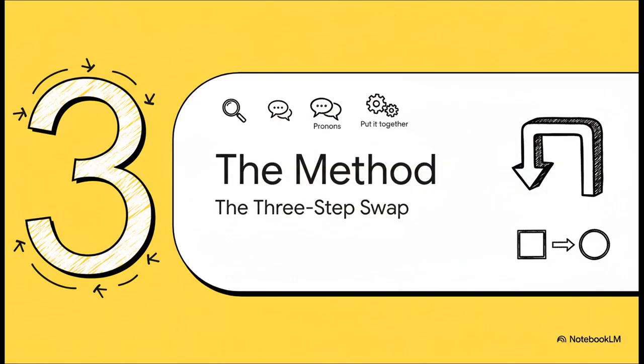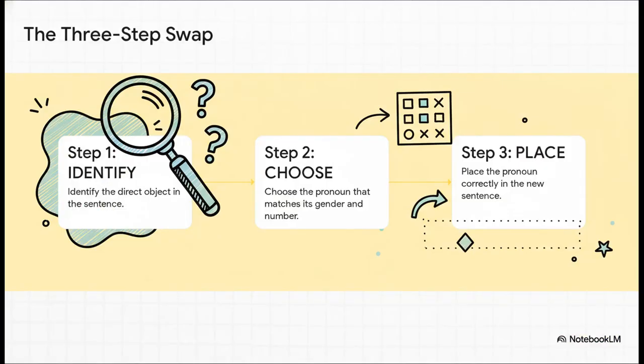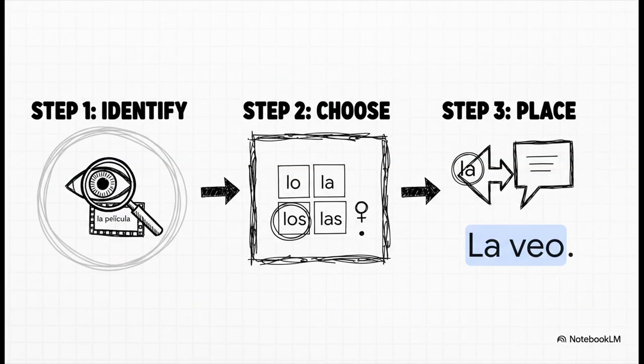All right, we know how to find the direct object, and we've got our toolbox of pronouns. Now let's put it all together with this simple, repeatable formula that I like to call the 3-step swap. Seriously, it's as easy as 1, 2, 3. First, you identify the direct object. Ask who or what. Second, you choose the right pronoun from our chart, the one that matches. And third, you place that pronoun in the right spot. That's the entire method. Let's walk through one together.